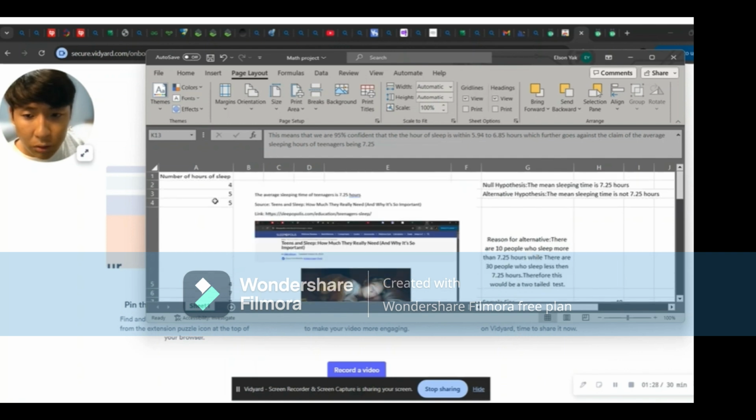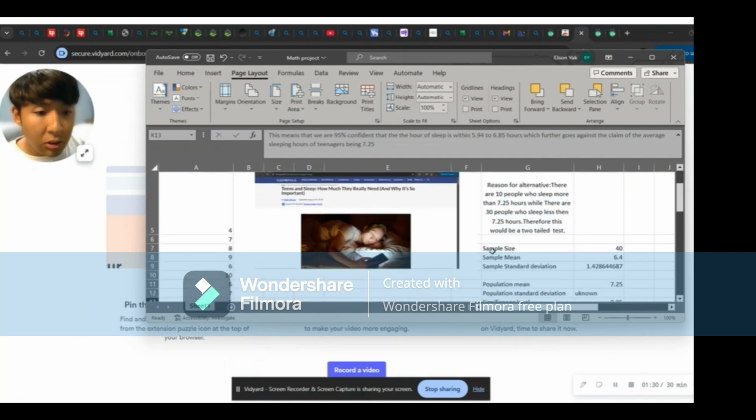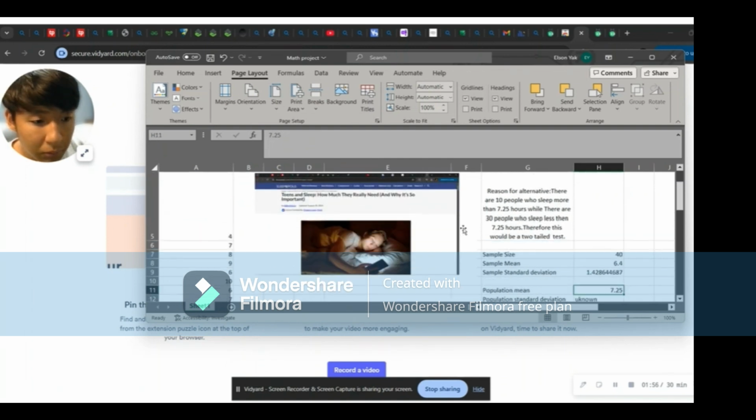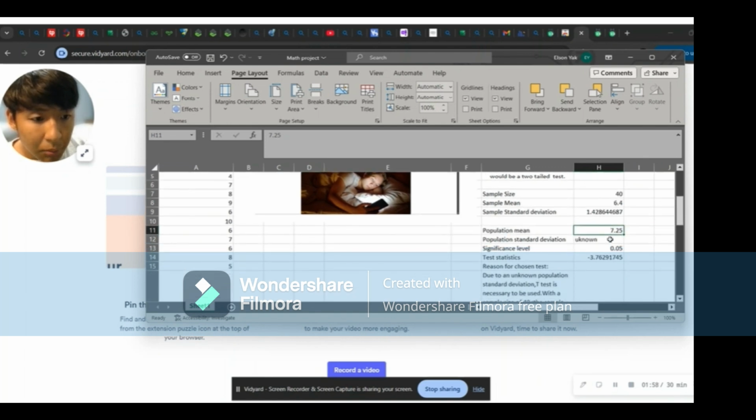The data is over here, shown in row A. My sample size is 40, which is a count of how many data inputs are in the list. Then my sample mean is the average of the data in this list. The sample standard deviation is the standard deviation of everything in this list. Then my population mean is the recorded data from the source that I've taken from. The population standard deviation is unknown, as there's no data given from the source.